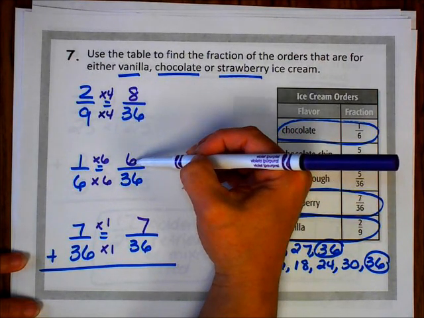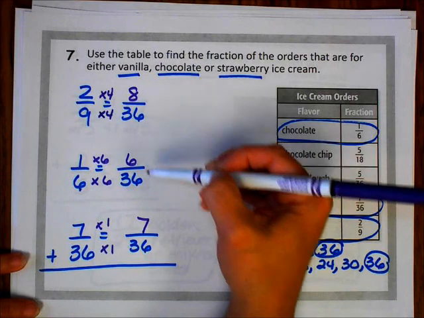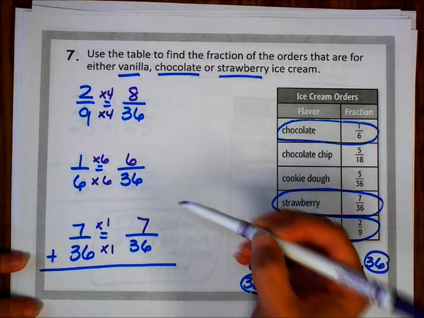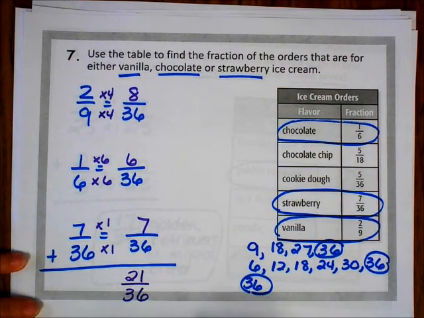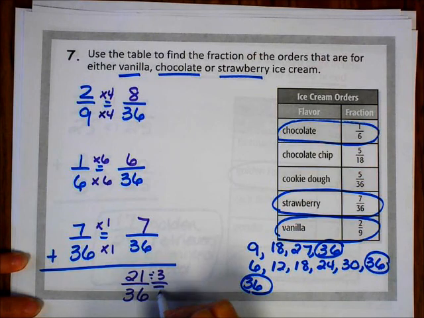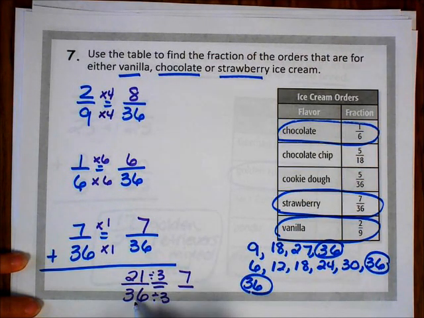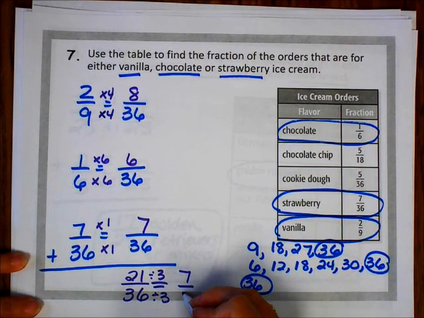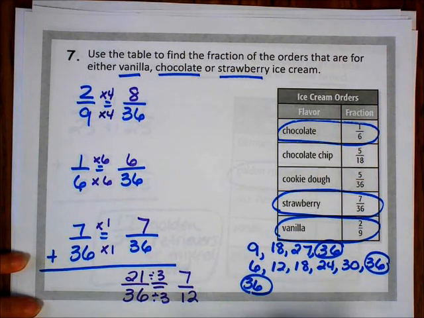I know that 8 plus 6 is 14. 14 plus 7 is 21. So that gives me 21/36. Next, I need to check to see if I can simplify. And I notice that I can. They're both divisible by 3. So I'm going to simplify by 3s. 21 divided by 3 is 7. 36 divided by 3 is 12. So now I have 7/12.